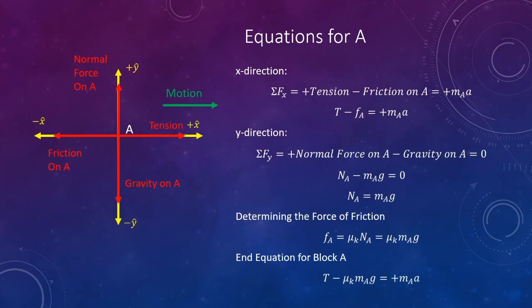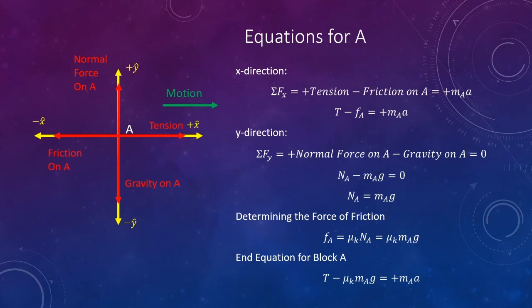For block A, we have a little bit more going on since we have both horizontal and vertical forces. In the horizontal direction, we have tension going one way, and if it's being pulled to the right, friction is going to be acting on it going to the left. And it's accelerating to the right, so it's going to have a positive x acceleration. Again, we're linking the acceleration for A to the acceleration for B.